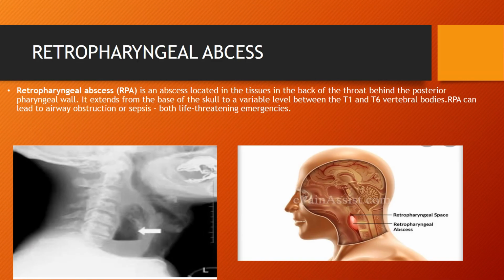This is located in the tissue in the back of the throat, behind and posterior to the pharyngeal wall. It extends from the base of the skull to a vertebral level between T1 and T6. It may lead to airway obstruction or sepsis, which are both life-threatening.